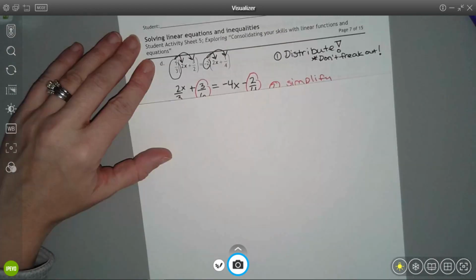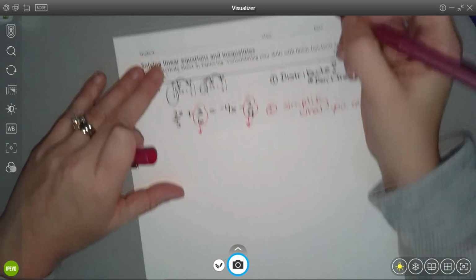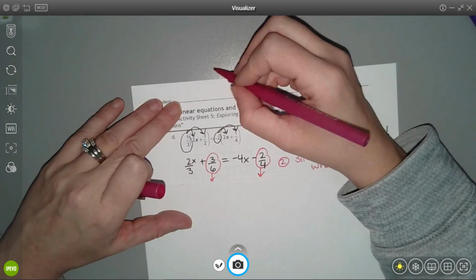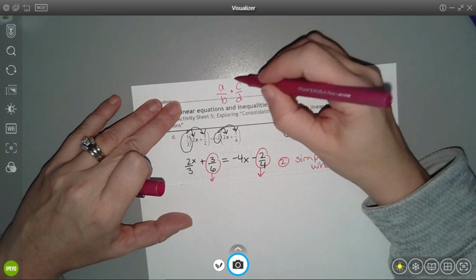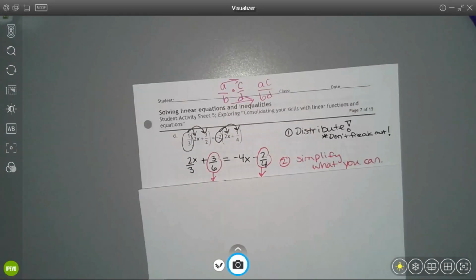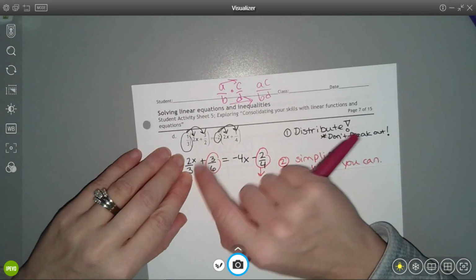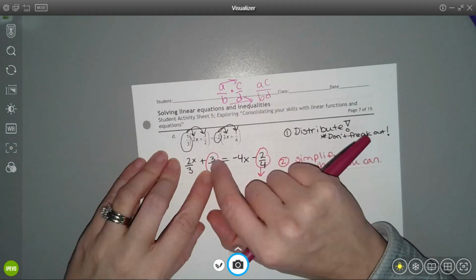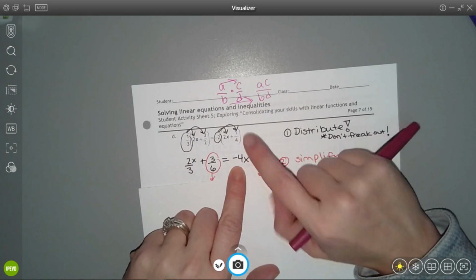So when I distribute the 1 over 3, as a reminder, when we multiply fractions, multiply the top, multiply the bottom, cross off what they have in common. We're going to do that, okay? So 1 over 3 times 2x is 2x over 3. 1 over 3 times 3 over 2 becomes 3 over 6. Negative 2 times 2 is negative 4. And negative 2 times 1/4 is going to be negative 2/4.